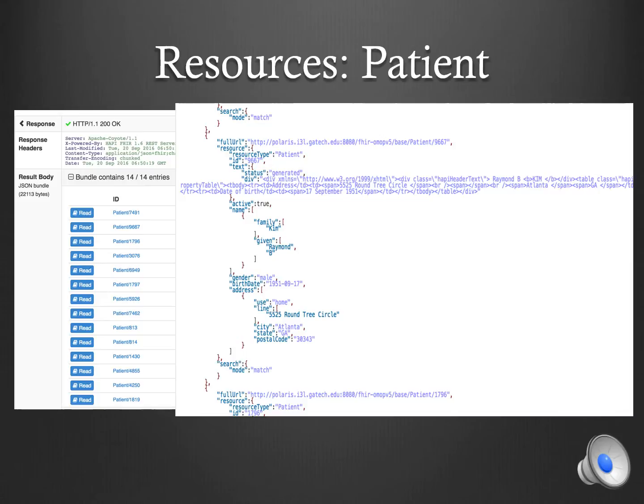Importantly, with this unique ID, I can basically search for different resources such as medication of this patient, condition, or observation of this patient, and so on. Looking at the second entry, the patient's name is Raymond Kim. He was born on September 17, 1951. He lives in Atlanta, Georgia. His unique ID is 9667, and I'm going to use this unique ID for next searches.